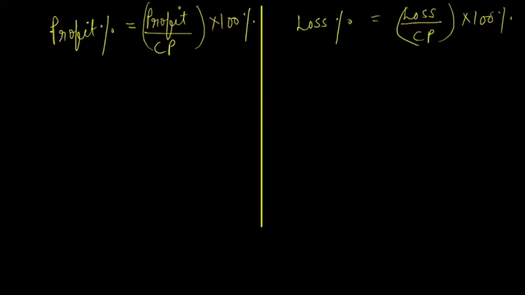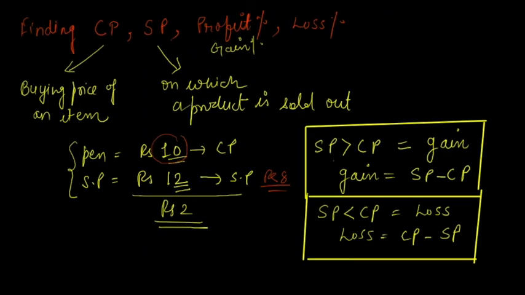Now if you notice one thing here, in both the formulas we have cost price in the denominator. It is very important to understand and remember that it is not SP in the denominator, because whether it is a profit or it is a loss, we always compare from the cost price. Now, if you see in the previous slide, when I said the price was 10 rupees, I am selling it for 12 rupees. So I compared it with 10 rupees, right?